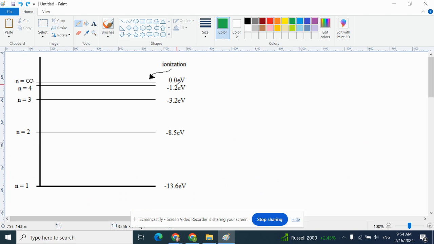We are going to look at n equals 4, which is negative 1.2, n equals 2, which is negative 8.5. So the difference in energy is 7.3 electron volts. The electron lost 7.3 electron volts. The light gained 7.3 electron volts. So we'll use E equals hf.